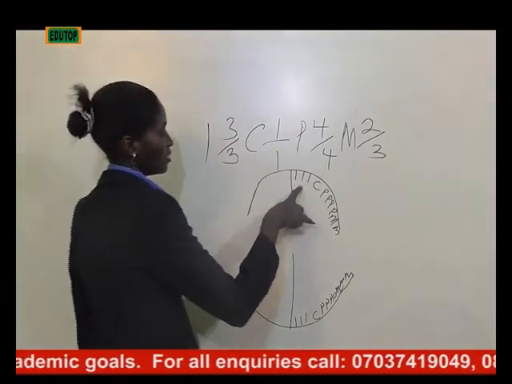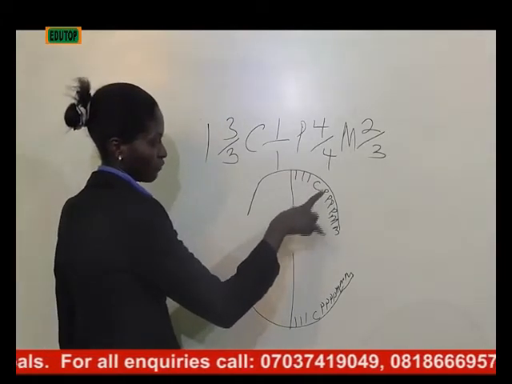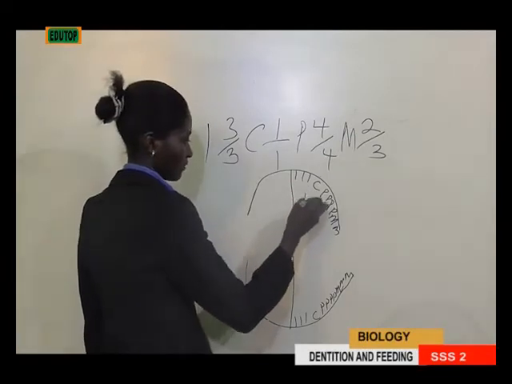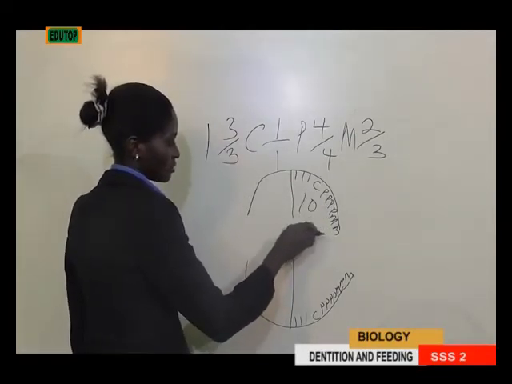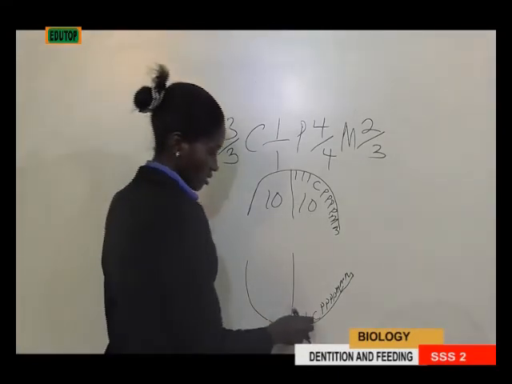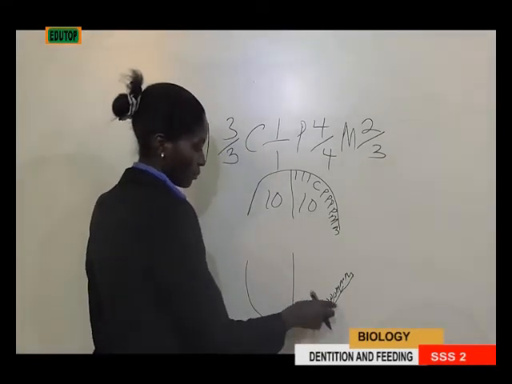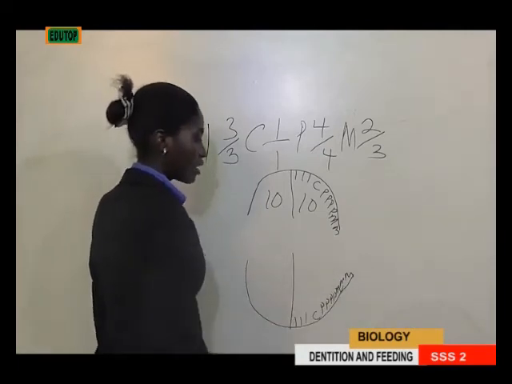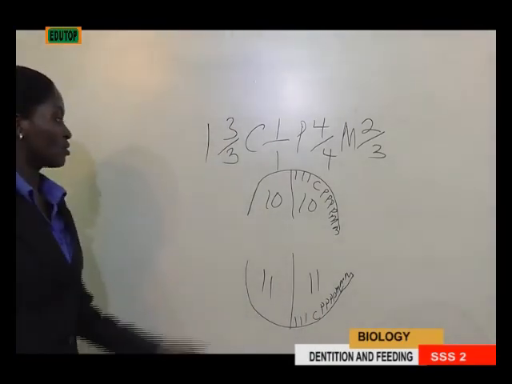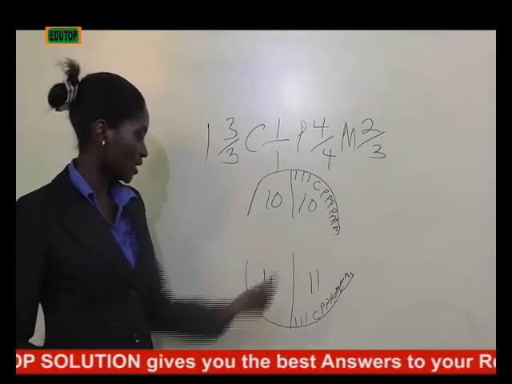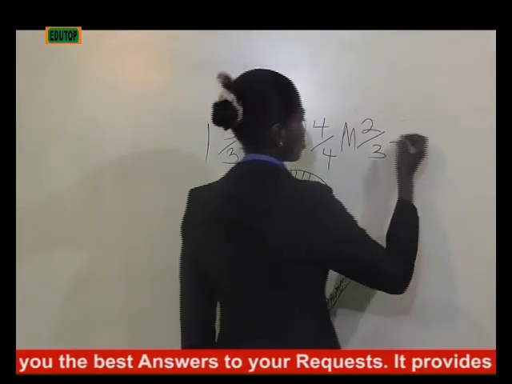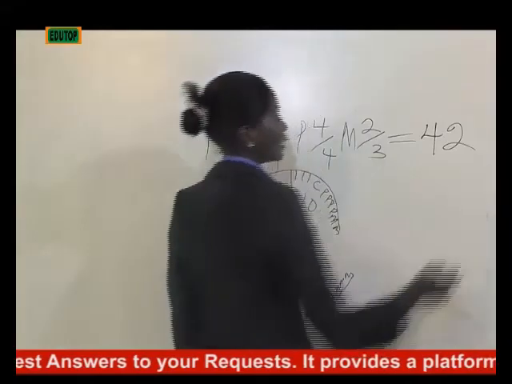So let's calculate the number of teeth that a dog has. This is 3 incisors plus 1 canine, that makes it 4, plus 4 premolars, that makes it 8. 8 plus 2, you have 10. So you have 10 teeth at this side, also 10 here. Then for this place, you have 3 incisors plus 1 canine, that makes it 4, plus 4 premolars, that makes it 8, plus 3 molars, that makes it 11. So you have 10, 10, 11, 11. So 10 plus 10, 20, 11 plus 11, 22. So in a dog, you have 42 teeth.